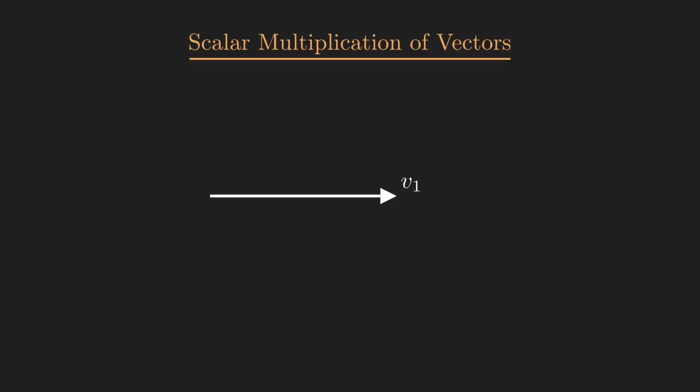So let's look at an example. If I have this v1 there, then I can form another vector that is a scalar multiplication of v1 by multiplying v1 by the real number 2. So v2 is 2 times v1. So the magnitude of v2 is 2 times the magnitude of v1, and v2 is parallel to v1.